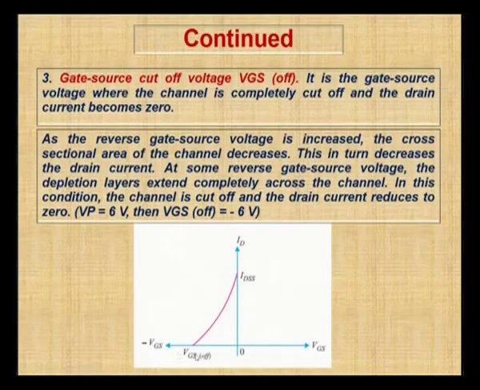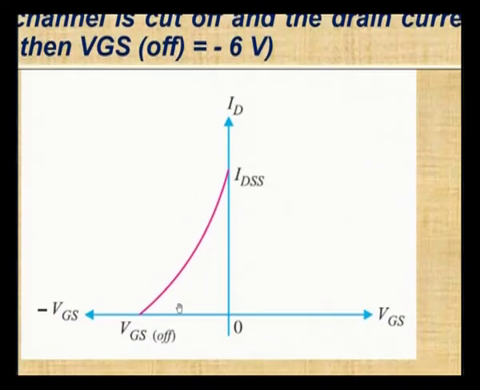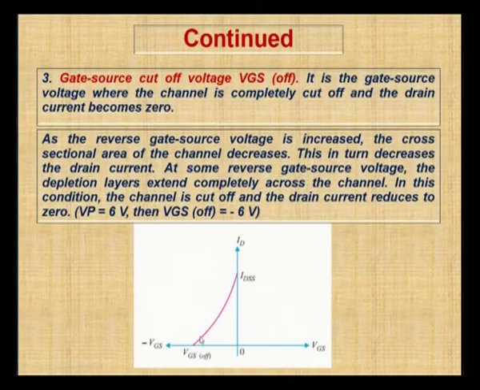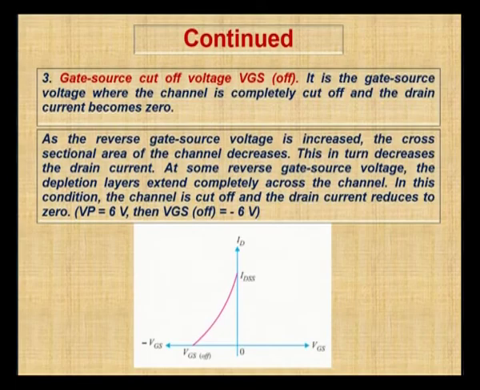As the reverse voltage is increased, from the figure we can clearly observe what I said. As we decrease the VGS, at this point the ID will completely become 0. This point is called the gate to source cutoff voltage, at which the drain current is 0. And also one more thing we need to observe: at some reverse gate source voltage, the depletion layer extends completely across the channel and the depletion layers almost touch each other. There will be no channel at all. At that point we call the JFET to be in cutoff mode and the drain current reduces completely to 0.